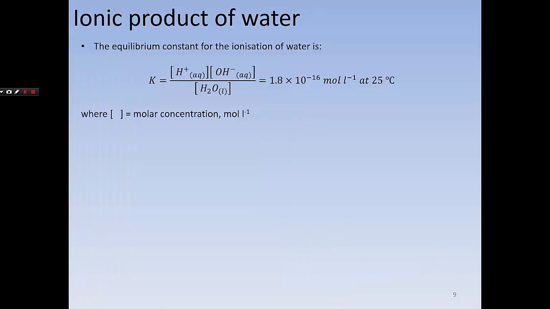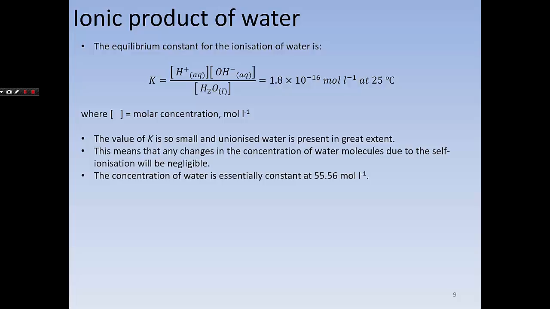As a reversible reaction, the self-ionization of water has an equilibrium constant, as shown here, 1.8 times 10 to the minus 16. This is determined experimentally. These equilibrium constant equations provide a relationship between the products and the reactant, as shown here. The brackets denote the concentration of the species in units of mole per liter, the molar concentration.